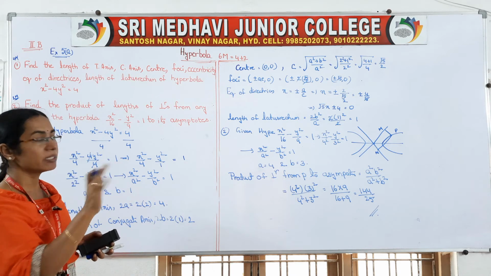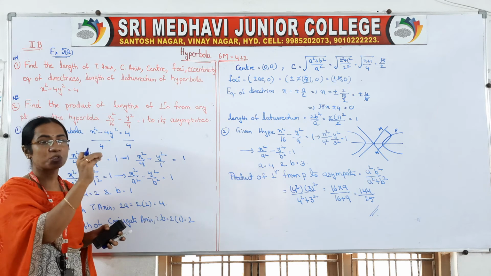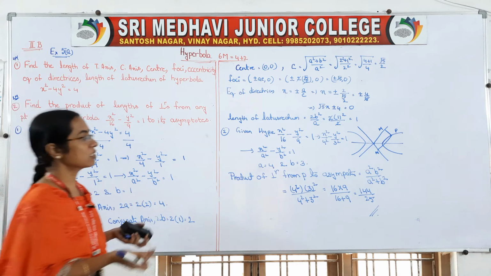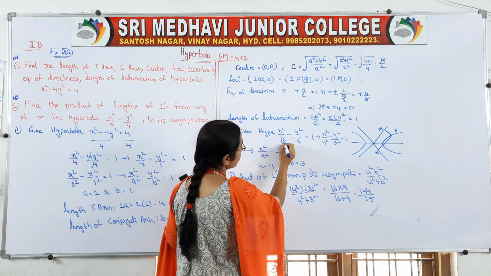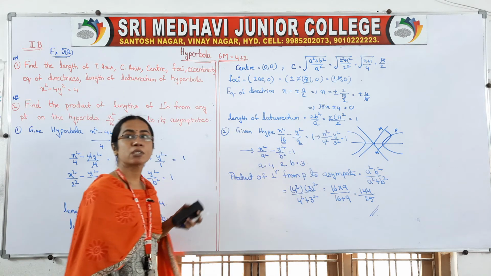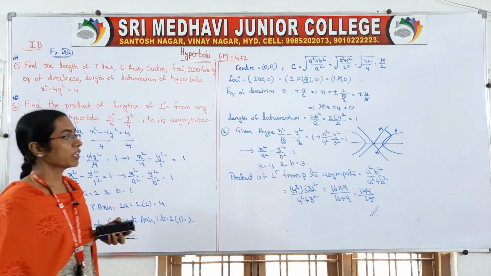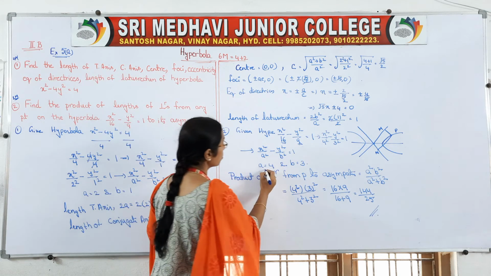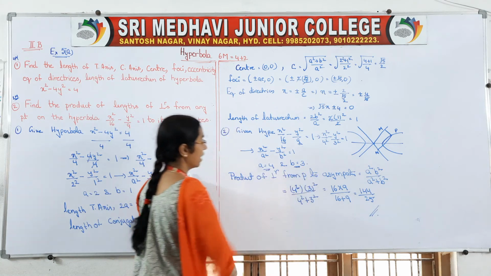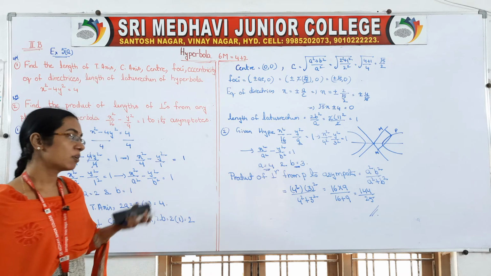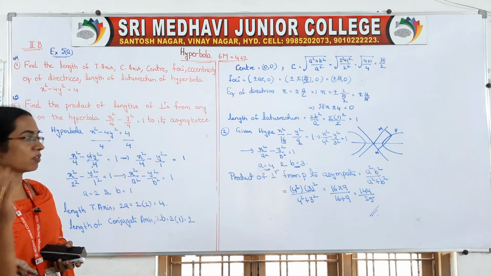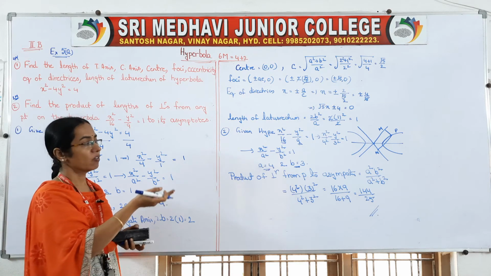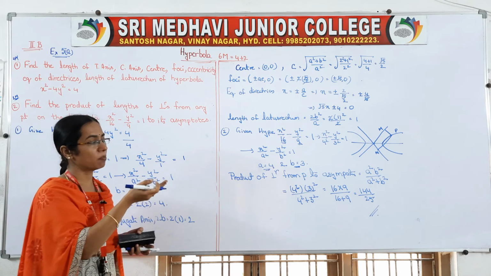Already that formula is derived, we just substituted the values. First we reduced the equation. Reduced means in the 16 place we have taken 4 square and in the 9 place we have taken 3 square, right? So we reduced the equation into standard form and found the a value and b value. Once you get the a and b values, the product of the perpendiculars from the point to the asymptotes, we derived in the previous class, right? What is that? a square into b square by a square plus b square.